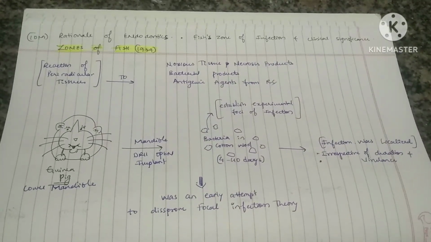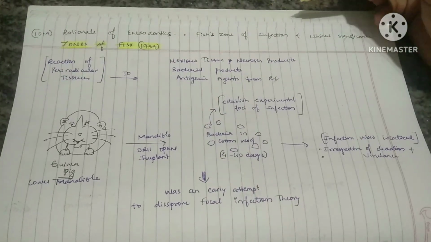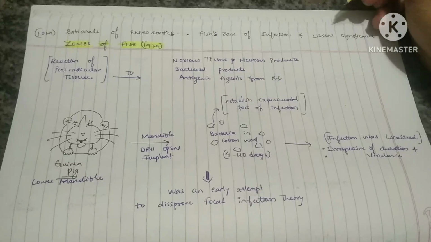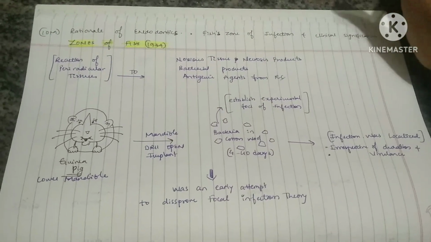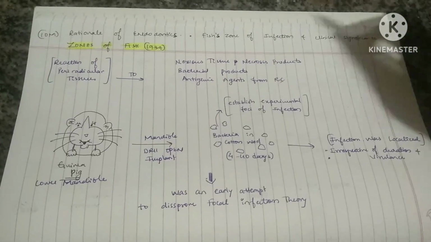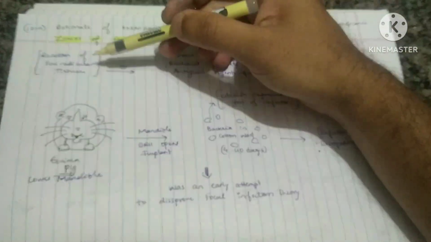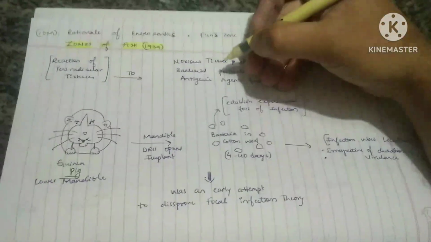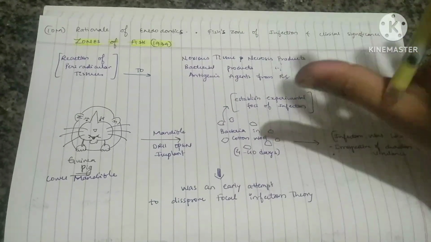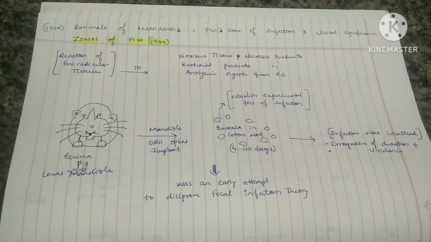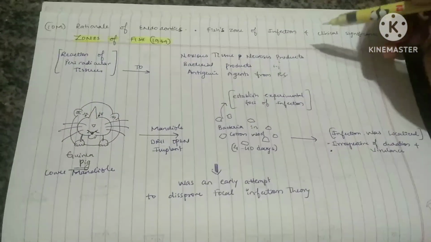Today's topic of discussion is the rationale of endodontics, the Fish zones of infection and their clinical significance. Fish was a scientist who worked on this, and in the year 1934 he gave four zones. This is mainly based upon the reaction of the periradicular tissue to bacteria, bacterial products and their antigens, and the reaction of the bacteria to the antibodies, the necrotic tissue and noxious necrosis products.